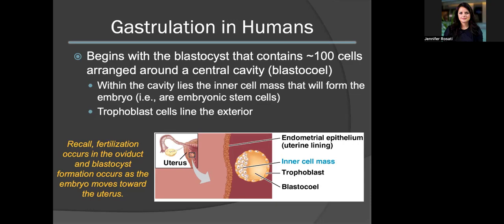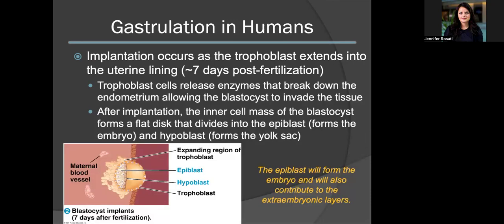If you recall, fertilization occurs in the oviduct. Blastocyst formation will occur as the fertilized egg moves towards the uterus. Implantation occurs approximately 7 days post-fertilization. Implantation occurs when the trophoblast extends into the uterine lining. Trophoblast cells will release enzymes that help to break down the endometrium. This will allow the blastocyst to invade the mother's tissue.